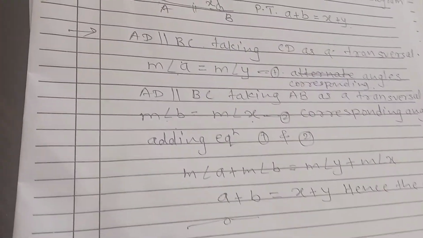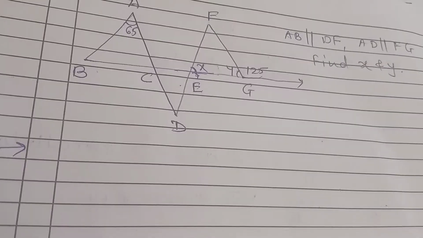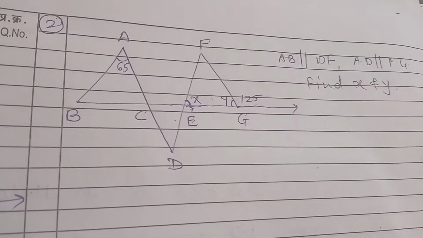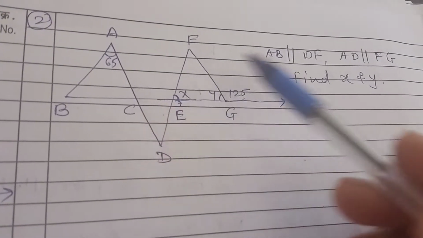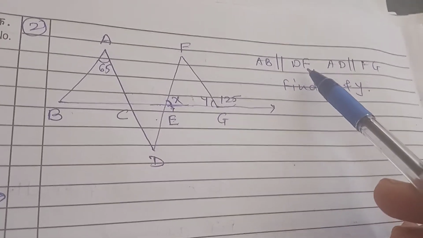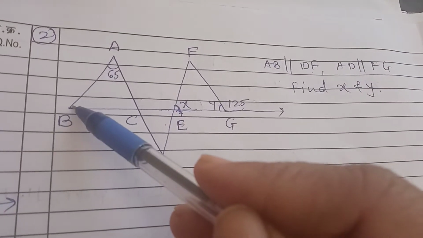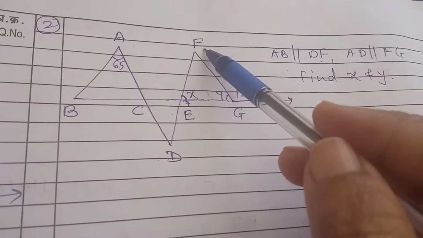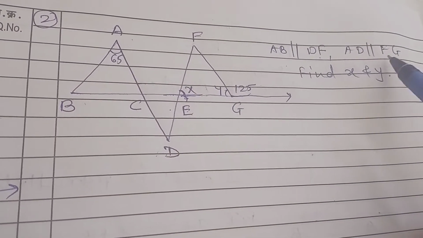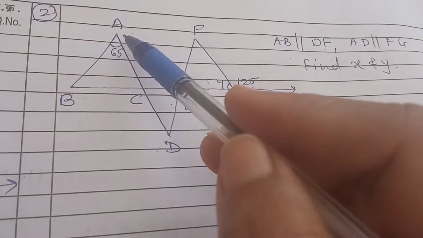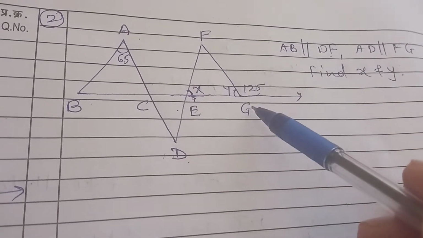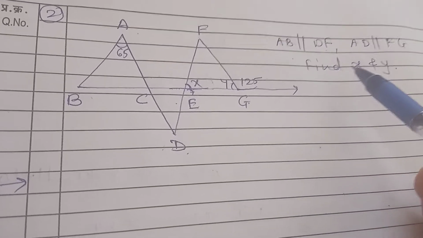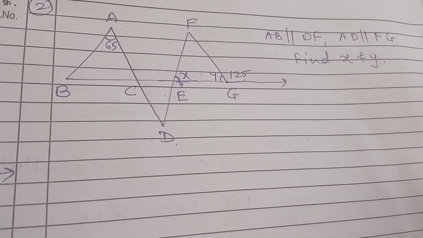Okay. Now take the second example. Now see the second example, students. In the figure, AB is parallel to DF. See line segment AB parallel to line segment DF. Then AD is parallel to FG. Then we have to find the value of x and y.